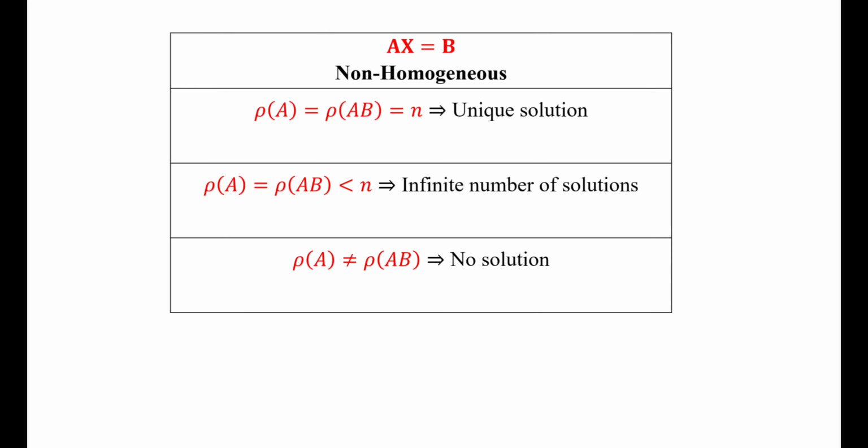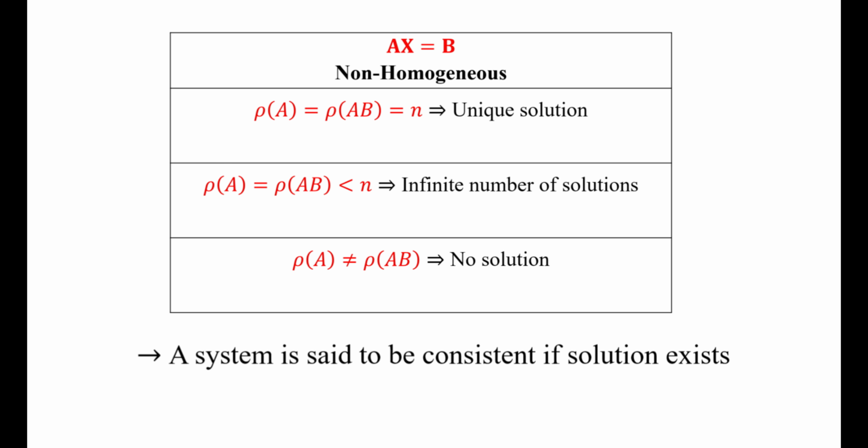However, if the rank of A is not equal to the rank of augmented matrix AB, then the system has no solution. The system is called consistent when it has a solution. So, in the first two cases, unique and infinite solutions, the system is consistent. It becomes inconsistent only when there's no solution. Let's now look into some examples.